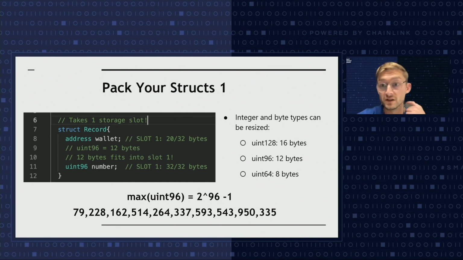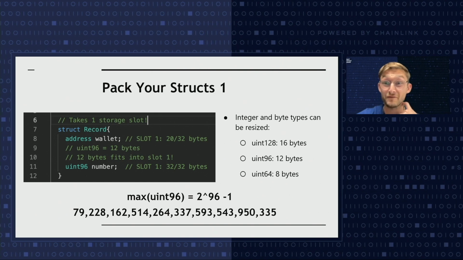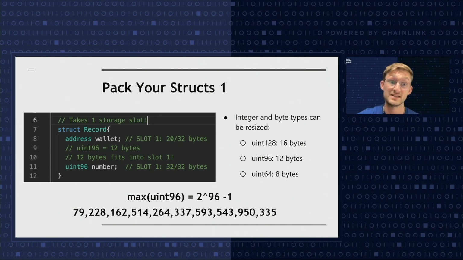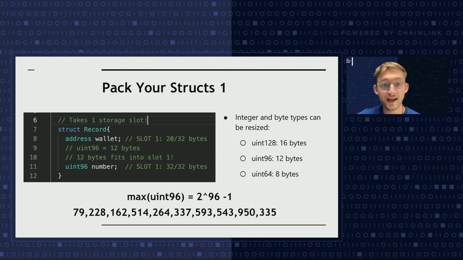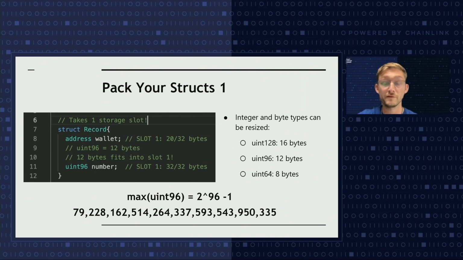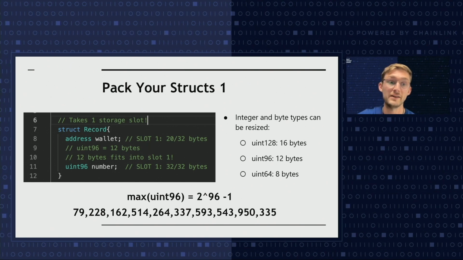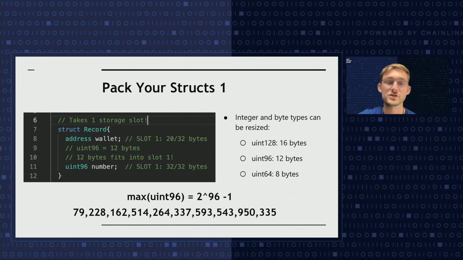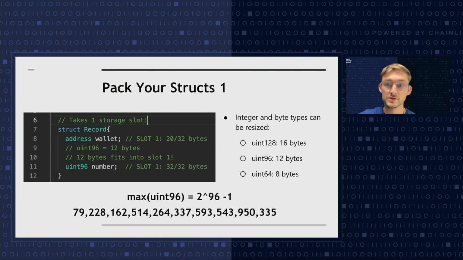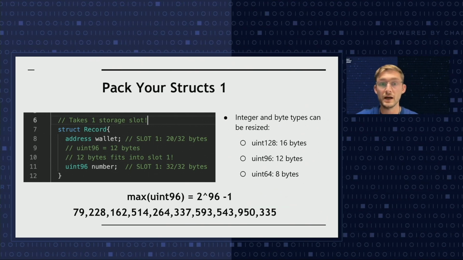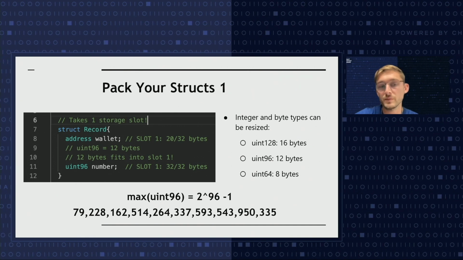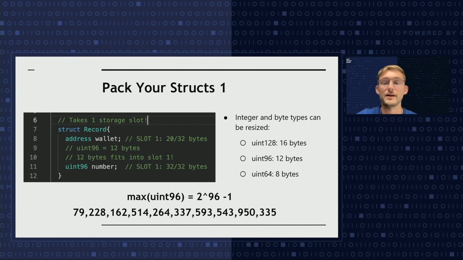And just for reference, the largest number that can fit in a uint96 is there along the bottom. There's a bit of wiggle room. Obviously, we have to be careful. And if we're performing a lot of arithmetic on that number, we need to have checks in place to make sure there aren't any overflows, although Solidity 0.8 does a lot of that for us anyway. But yeah, we still have to be careful that we don't exceed that number.